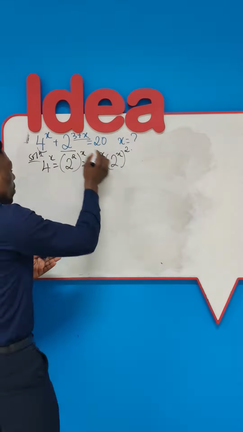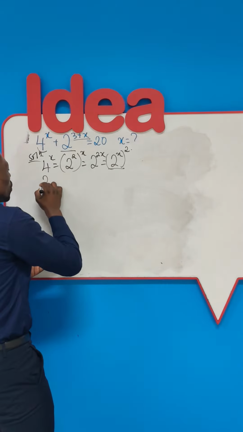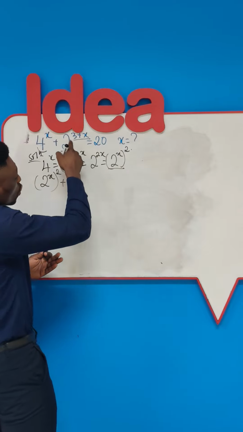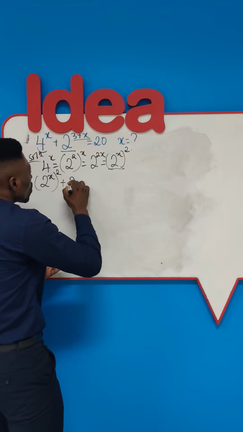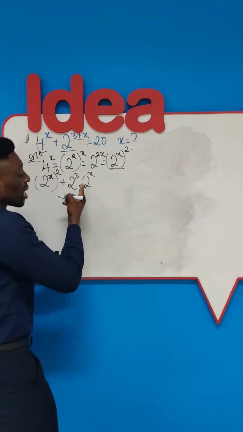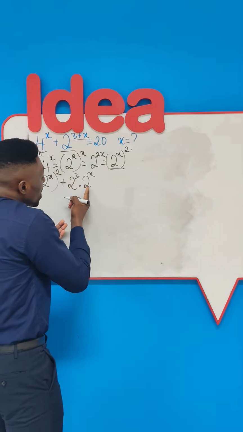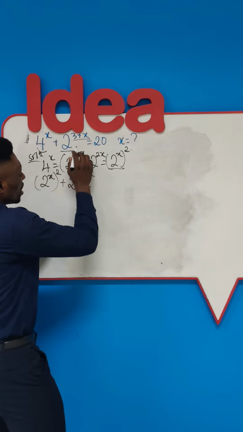Now let me rewrite this equation with this. Instead of this, I will write 2 to the power of x all squared. Now look at this other term here. 2 to the power of 3 plus x can also be rewritten as 2 to the power of 3 times 2 to the power of x. This is in accordance with one of the laws of indices that says the same bases being multiplied, we just add their indices. So this is what we've done here.